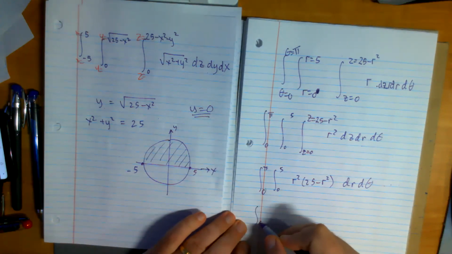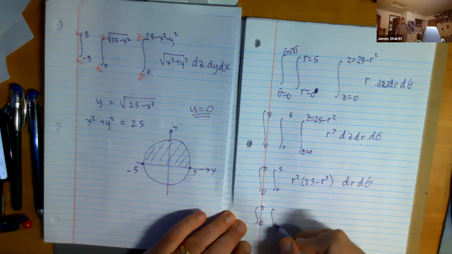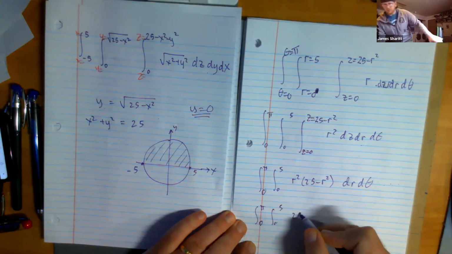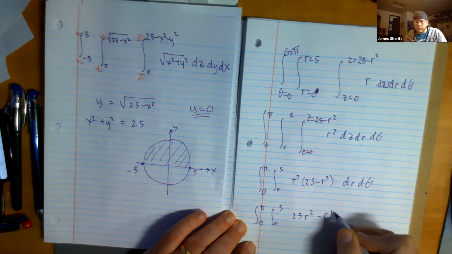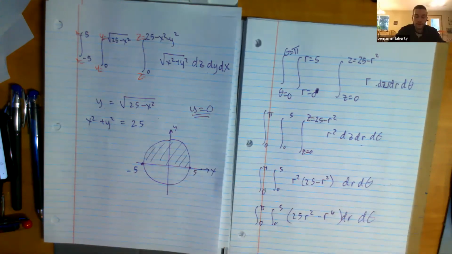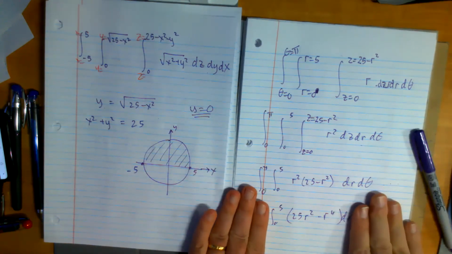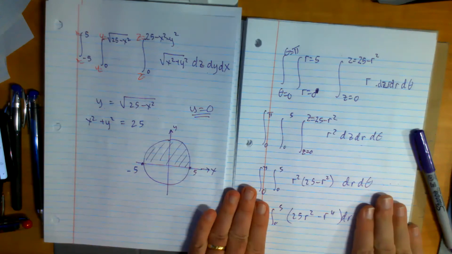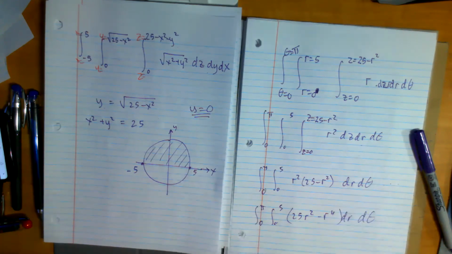Not really that much to do now. It's variable separable, right? Yeah. So basically, wouldn't you just get that answer and do a times 2 pi? So you just separate them up. There we go.